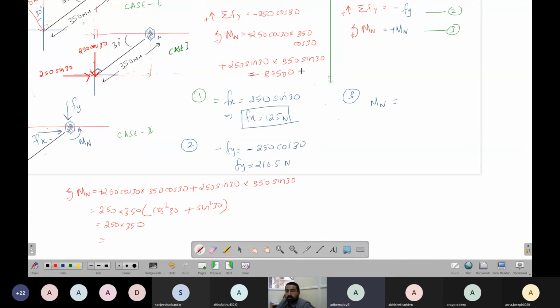87,500. Unit? Newton millimeter. Okay. So Mn is equal to 87,500 Newton millimeter. Okay. നമുക്ക് ഇതിലോട്ട് ഫൈനൽ ആയിട്ട് നട്ടിലോട്ട് ഈ ഫോഴ്സ് അപ്ലൈ ചെയ്തിട്ട് നമുക്ക് പരിപാടി തീർക്കാം.